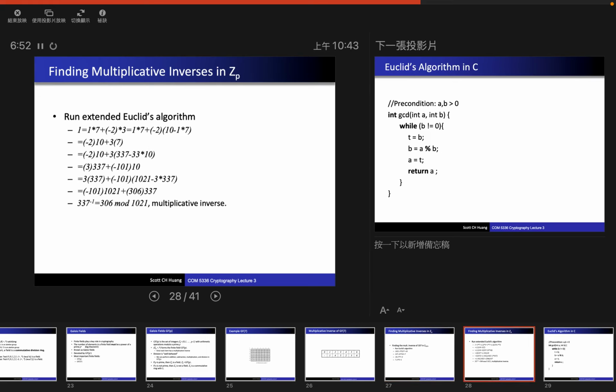So we do this with 7 and 3. Now, using the formula next to the bottom, we know that 3 can be represented as 10 plus minus 1 times 7.